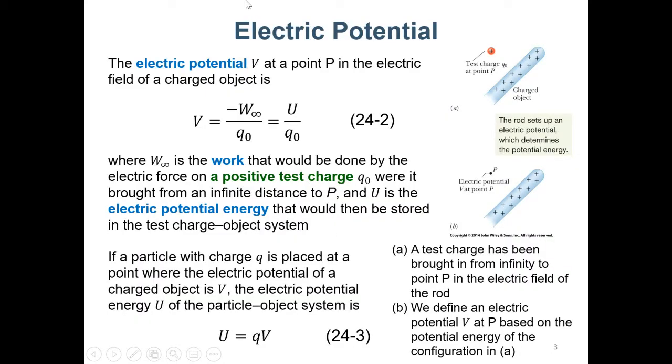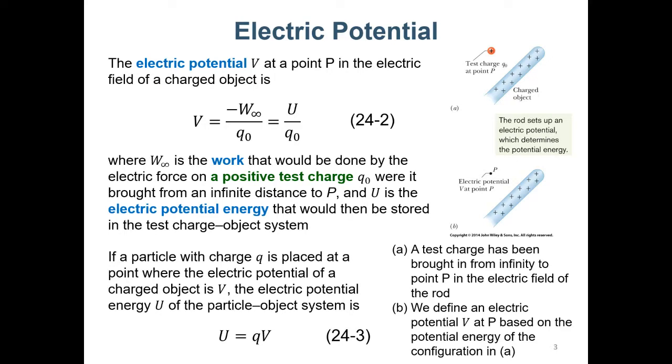So now we define another variable called the electric potential. We use the letter V to denote it. The electric potential V at the point P in the electric field of a charged object is defined like this. It's somewhat similar to how we defined the electric field in chapter 22.